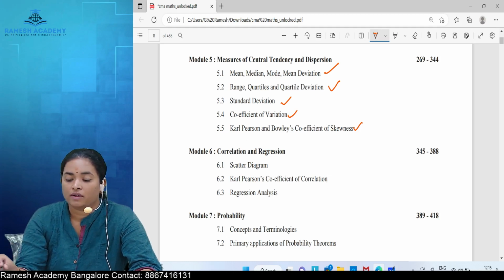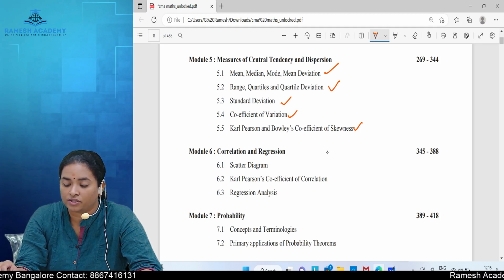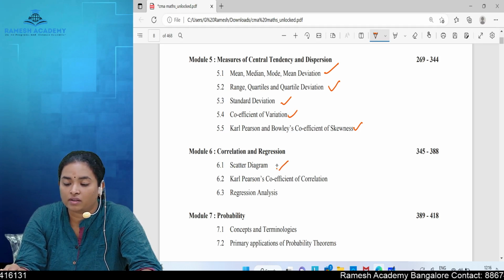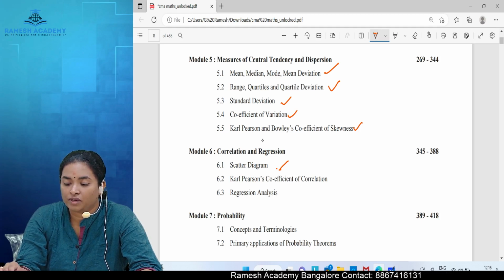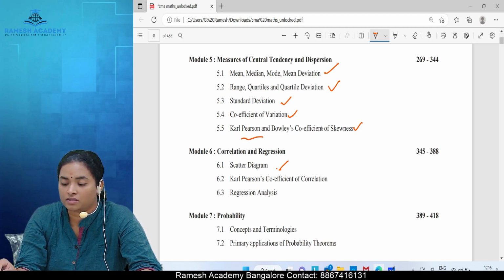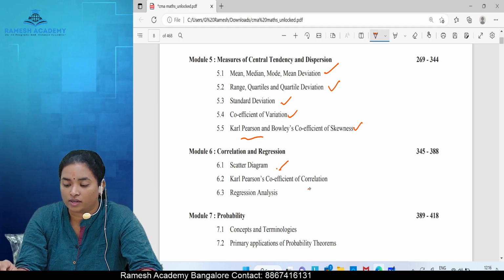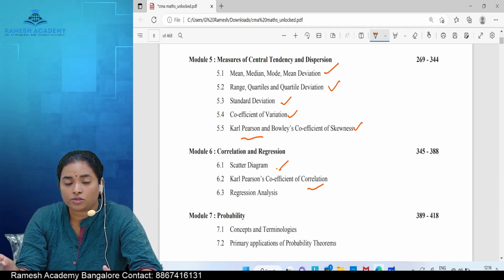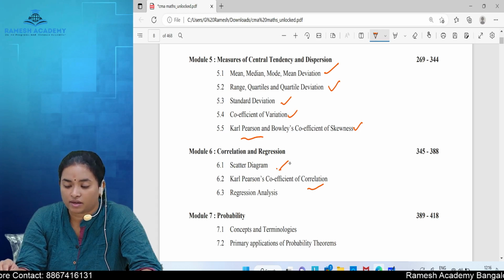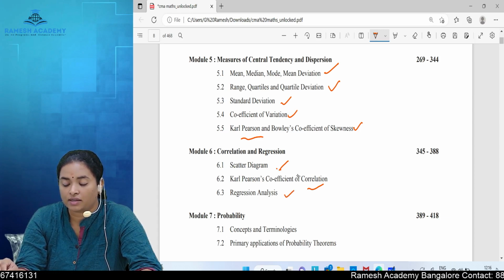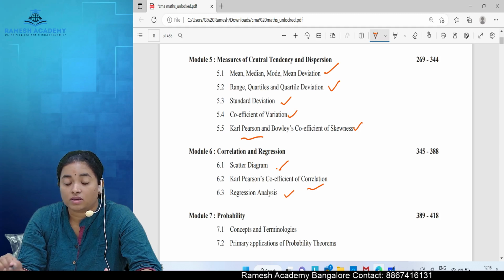In module 6 we have correlation and regression. In this we try to find the relationship between the data, using a scatter diagram. So scatter diagram, and here we have studied already Pearson's coefficient of correlation. Okay, skewness and correlation are a little interrelated to the data. So correlation we can find using a scatter diagram. Okay, and regression analysis is also related to finding the regression.